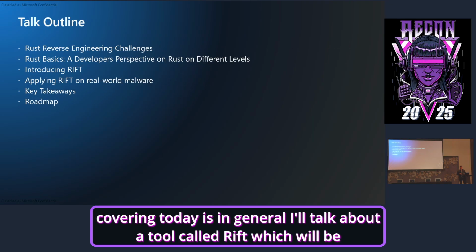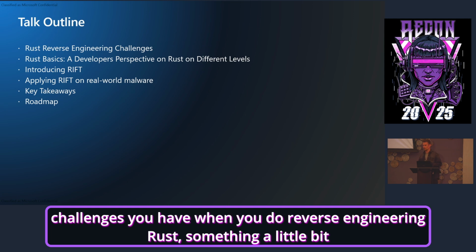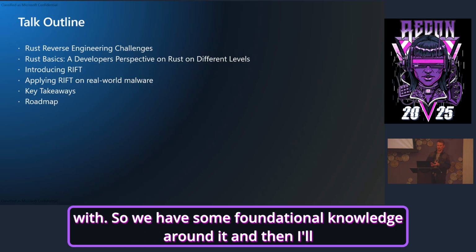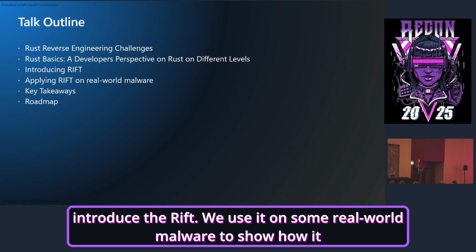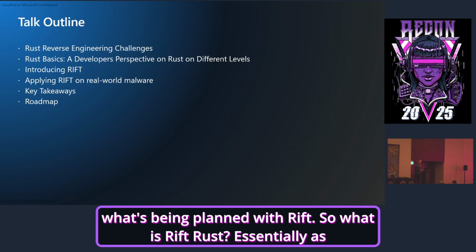So what I'll be covering today is, in general, a tool called Rift, which we'll be open sourcing. I'll first cover some basics, so talk about Rust and what challenges you have when you do reverse engineering Rust, and a little bit of the developer's perspective, so what tools a Rust developer usually works with. So we have some foundational knowledge around it. And then I'll introduce Rift. We use it on some real-world malware to show how it looks, and then I finish off with key takeaways and some roadmap ahead, like what's being planned with Rift.